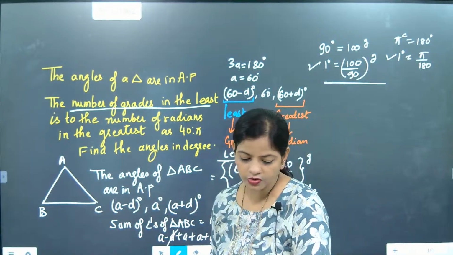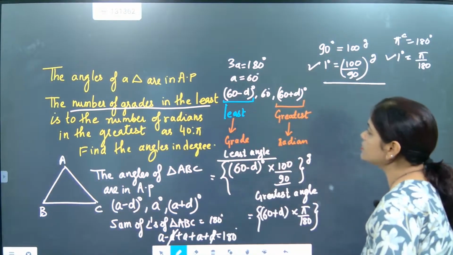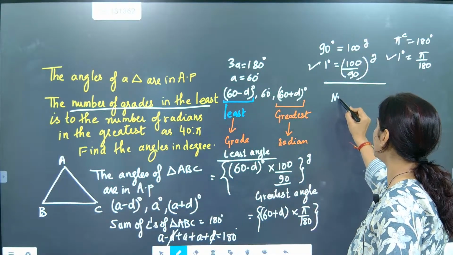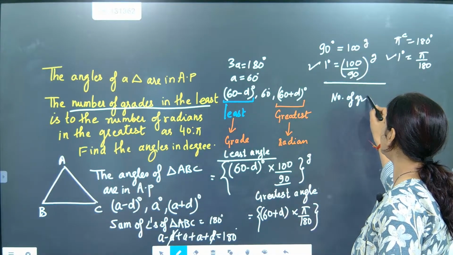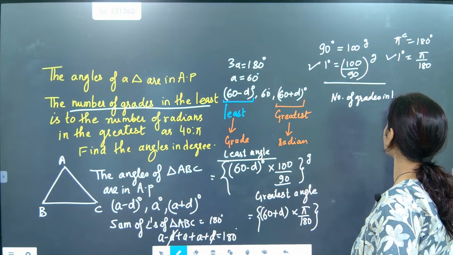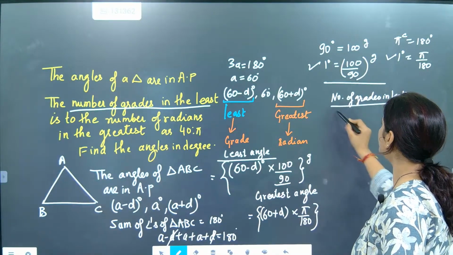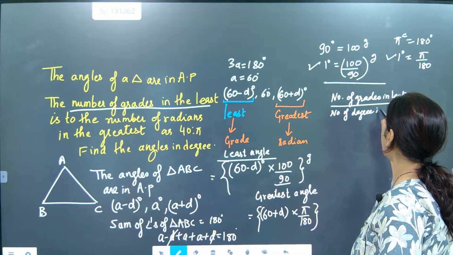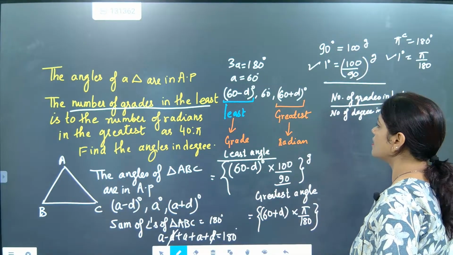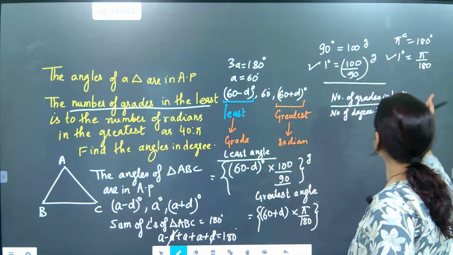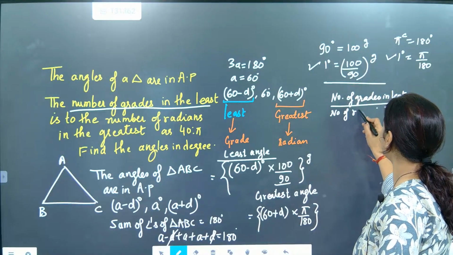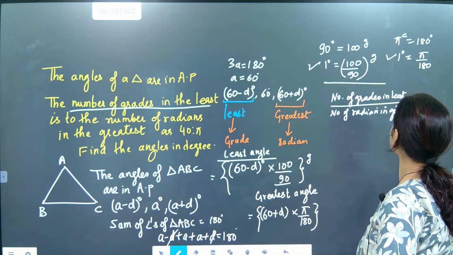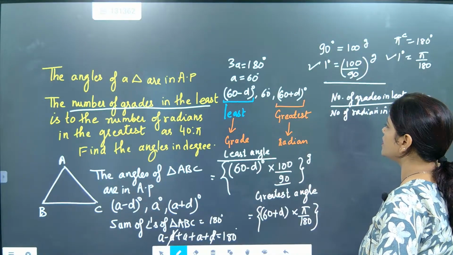So what we are going to do is, we will find the ratio of it, because they have given in the question: number of grades in least by number of degrees in radian. Number of radian, sorry, number of degrees in greatest is equal to the ratio given, 40 by 5.